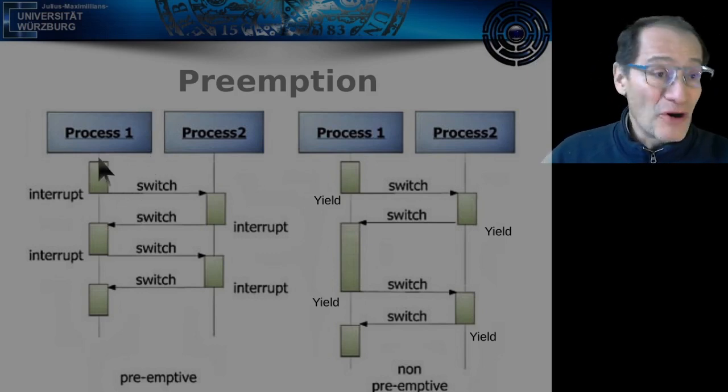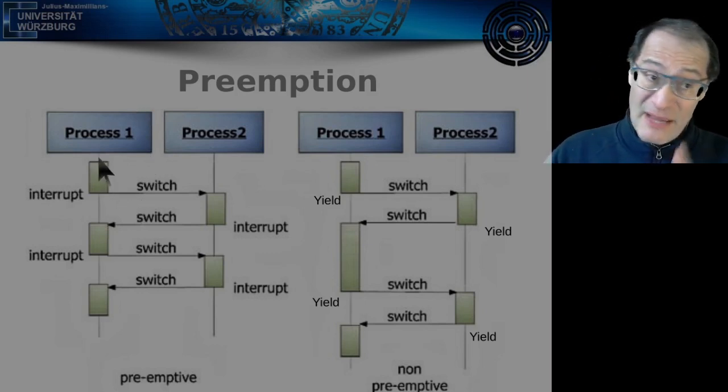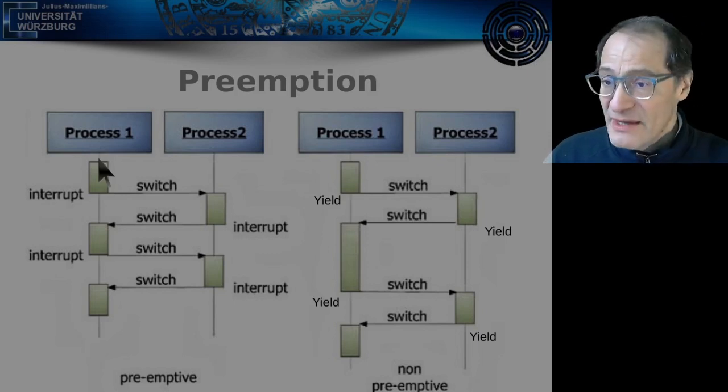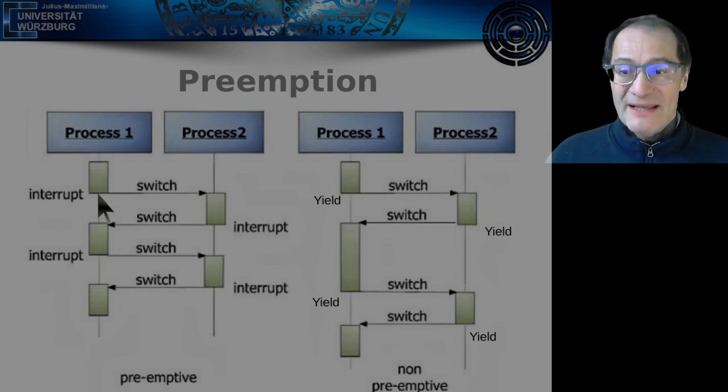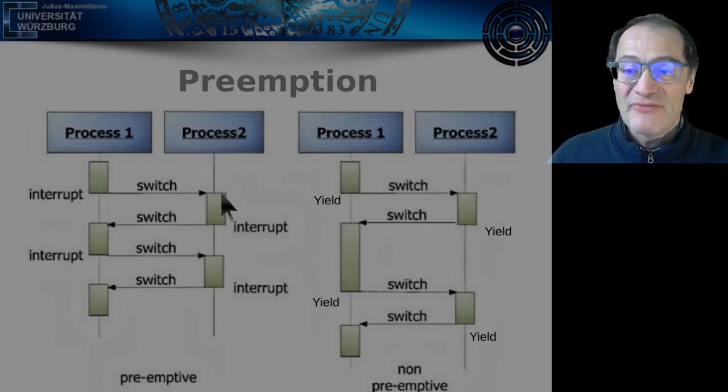Let's assume we have two processes or two tasks. First, this will be working. Only one can be working at the same time because we have only one CPU. And then we get an interrupt, a timer interrupt from the CPU. Then the operating system will perform a switch.